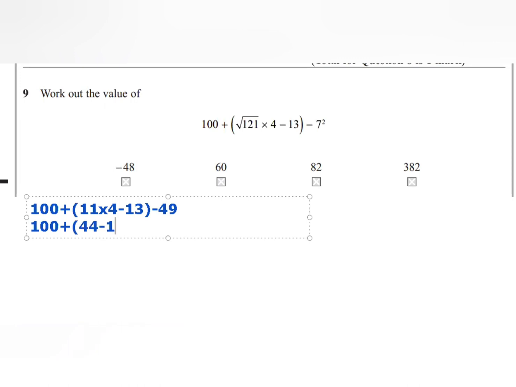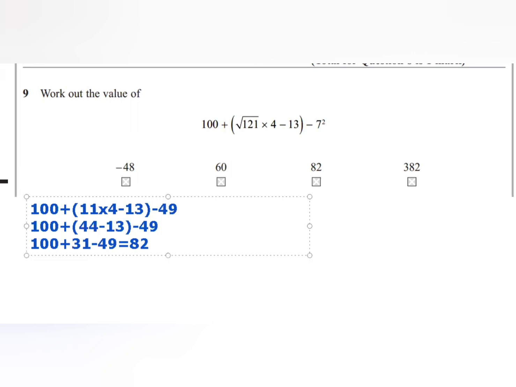44 minus 13, you close the bracket. Follow the steps, do one step at a time so you don't get confused, okay? Now, we finish what's inside the bracket, 44 minus 13, and it's going to be 31, and then minus 49. Then you do it from the beginning, 100 plus 31 minus 49. And the final answer will be 82.